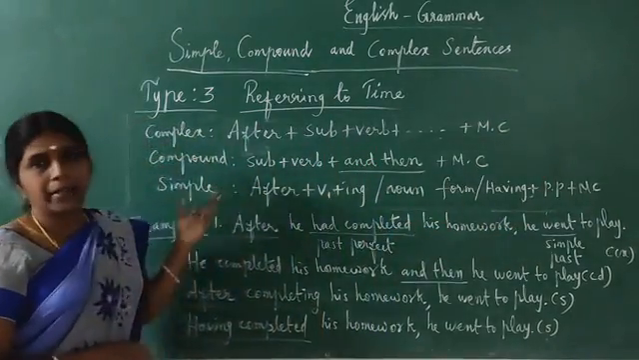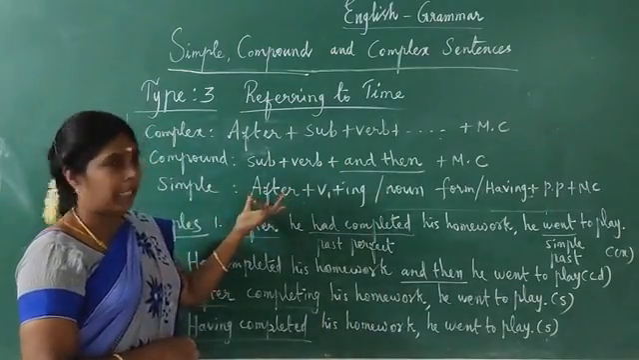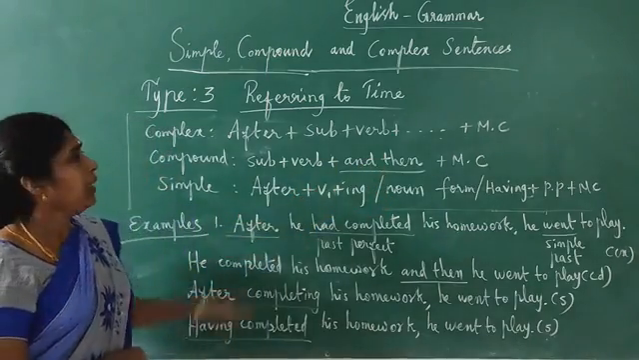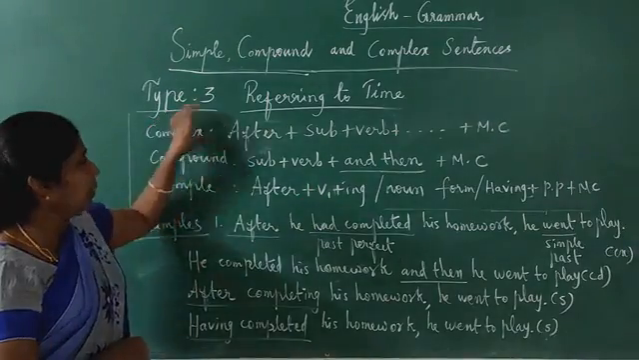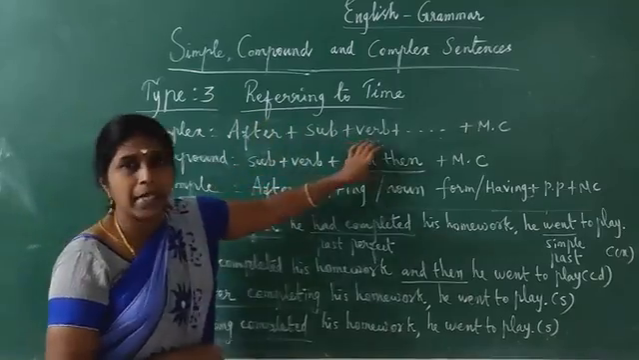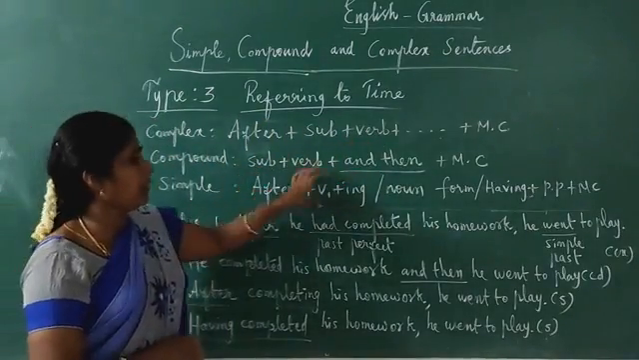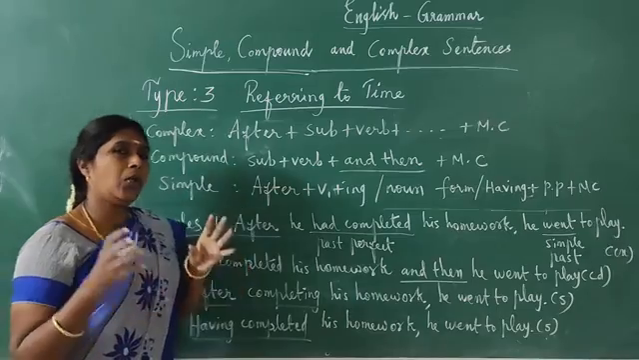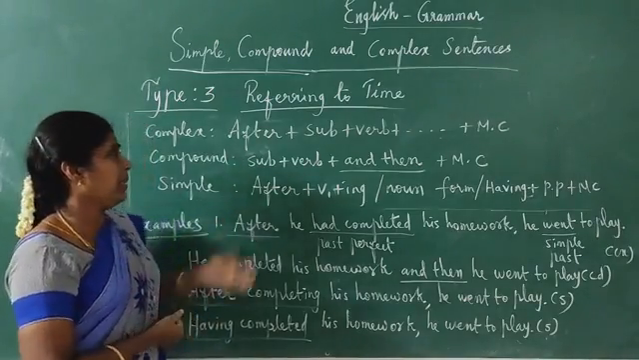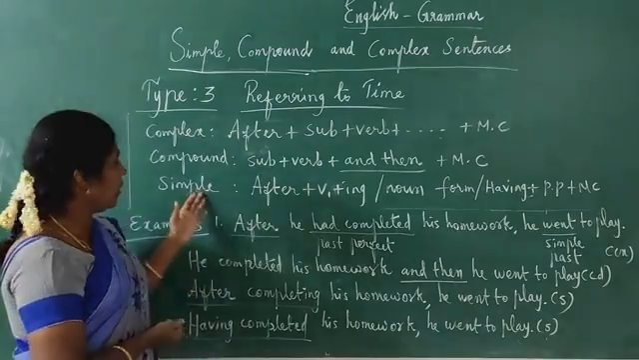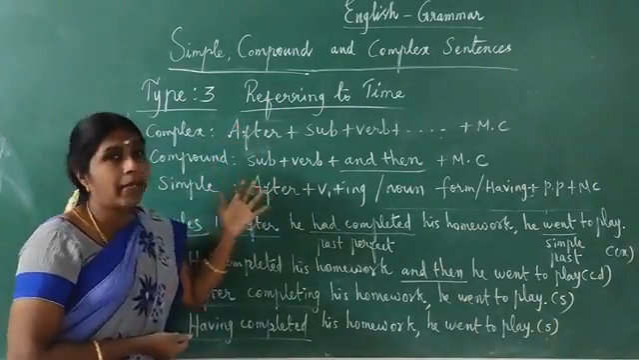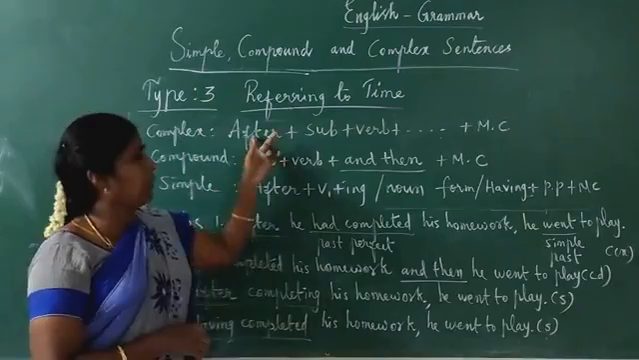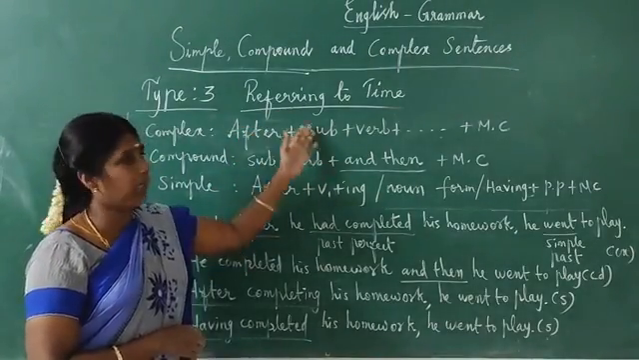So for a simple sentence we can write, there are two types: "after" plus verb 1 ing, or "having" plus past participle. So here is a very important type: for complex, "after"; for compound, the conjunction "and then"; for simple, "after" plus verb 1 ing or noun form, or "having" plus past participle. And also there is a doubt that will arise in your mind. Here in complex also "after", in simple also "after". That comes, so how can we identify it? Very simple. Here in complex, after "after" the subject will come: after the subject, then the verb.